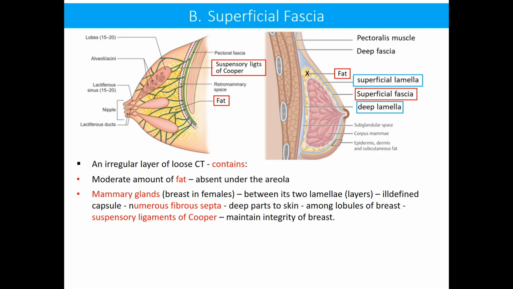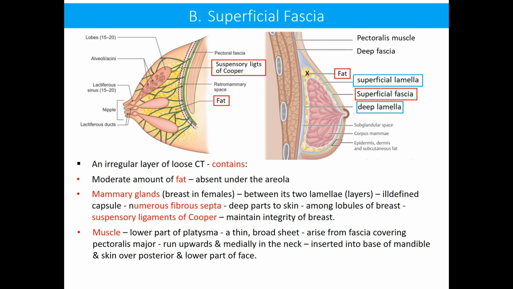Next constituent is mammary gland or the breast in females. It is present between the two lamellae of the superficial fascia, which forms an ill-defined capsule. Numerous fibrous septa pass from skin to the deeper parts among the lobules of the breast. These fibrous septa are named as suspensory ligament of Cooper, and these ligaments are responsible for the maintenance of integrity of the breast.